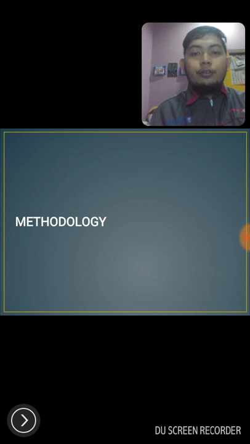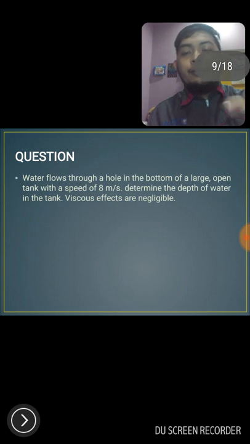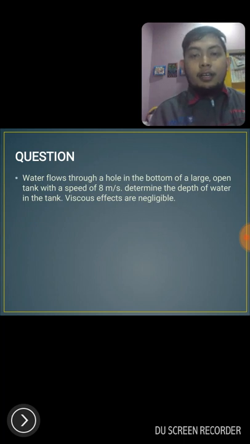For the methodology, I will explain the question that I want to solve using coding. In this chapter, the students solve the question based on the Bernoulli equation. The question is: water flows through a hole in the bottom of a large open tank with a speed of 8 m/s. Determine the depth of water in the tank.